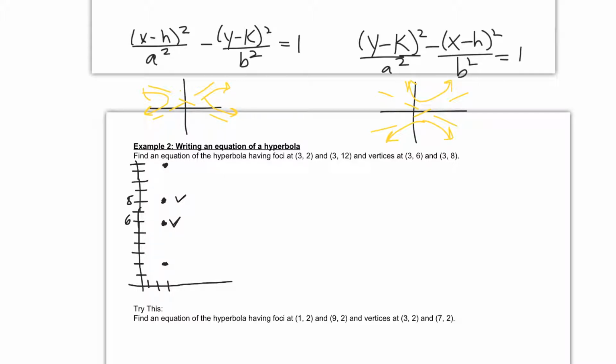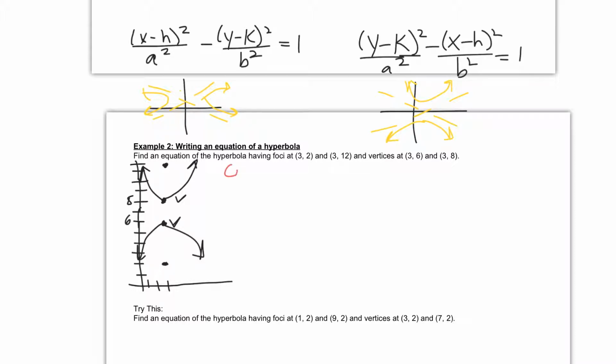So what I'm going to look at is my vertices. That's where my parabola shapes are starting from. So I know that I'm going to have a graph that's going like this and like this. That tells me right away that I'm dealing with this type of equation, with my y first and my x second. In order to write the equation, I need my k and my h, which comes from the center. The center of this hyperbola is directly in between my two vertices, so it's the midpoint of the vertices.